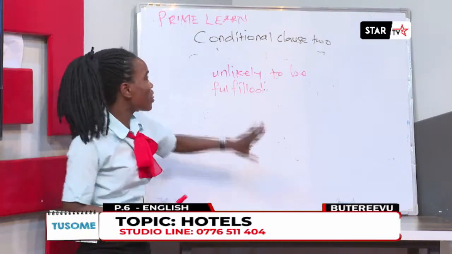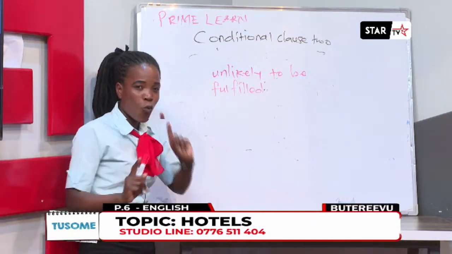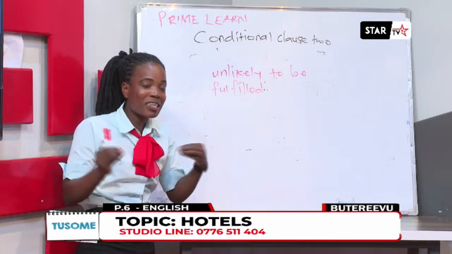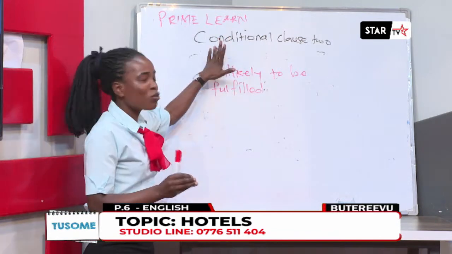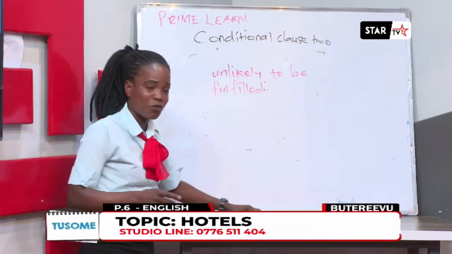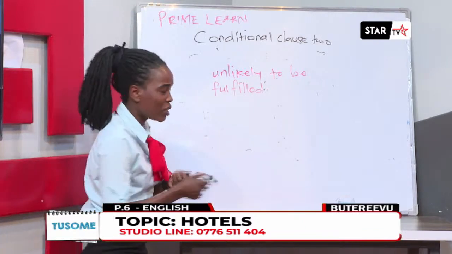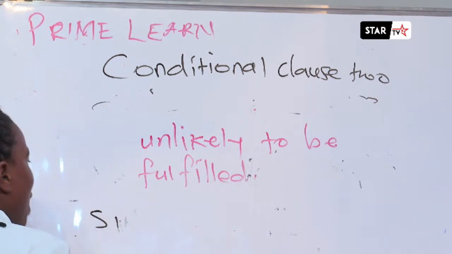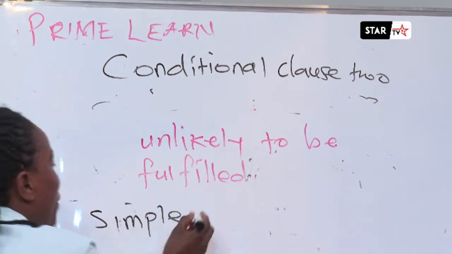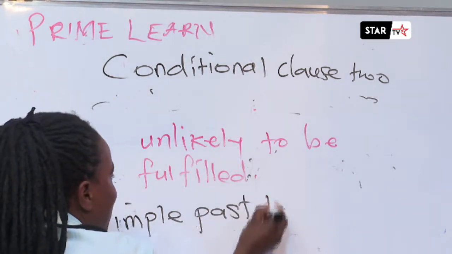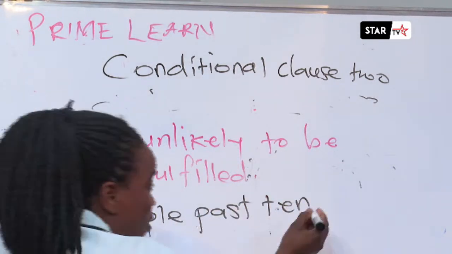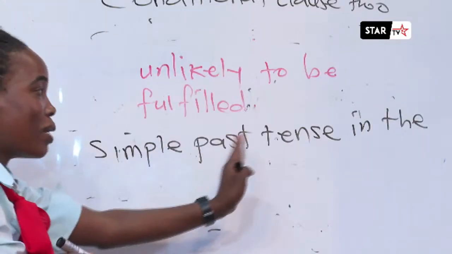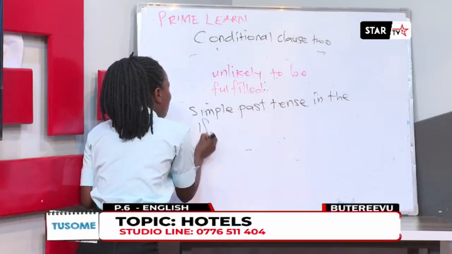Unlike the conditional clause 1, where we use the simple present tense in the if clause and the simple future tense in the main clause, this time we are going to be using the simple past tense. Where are we using it? In the if clause. We are going to be using the simple past tense in the if clause.